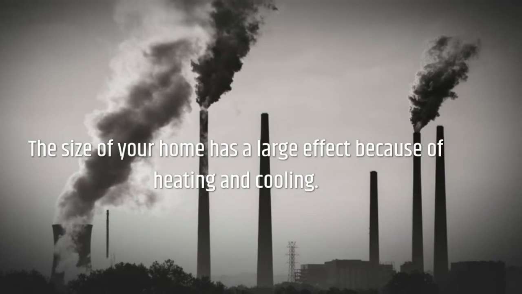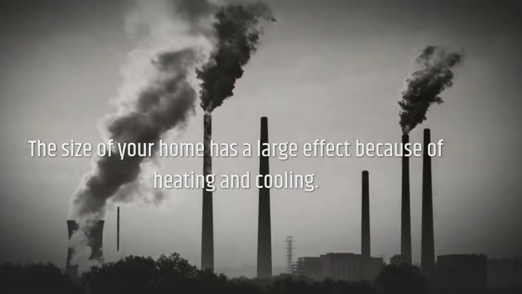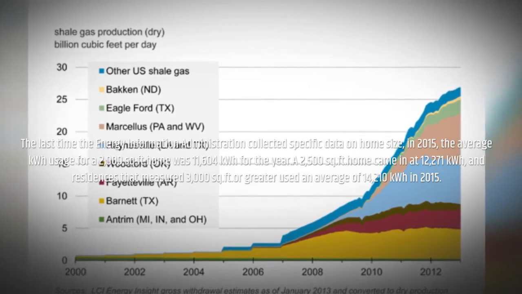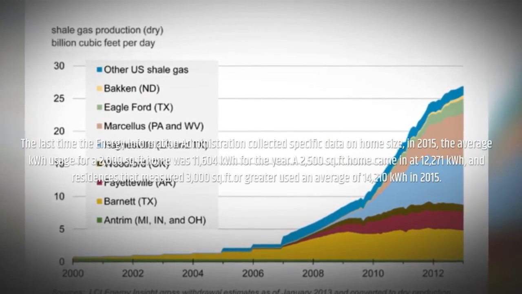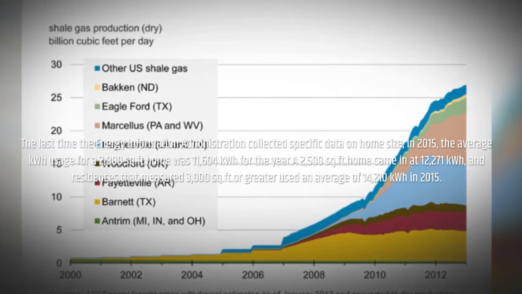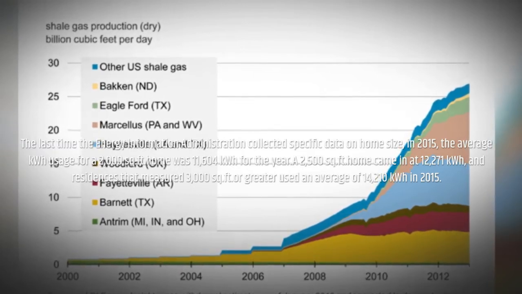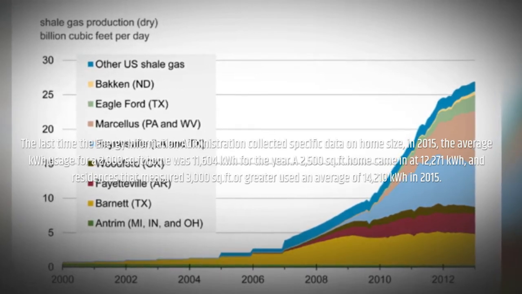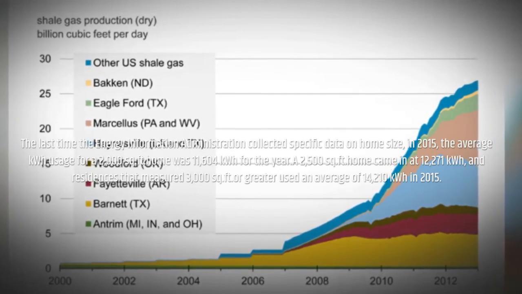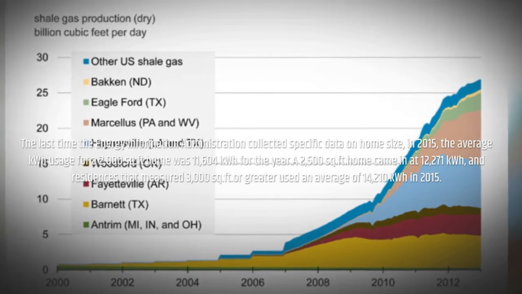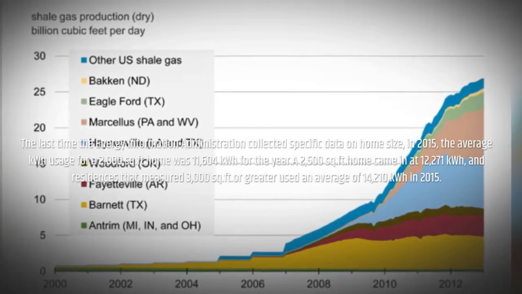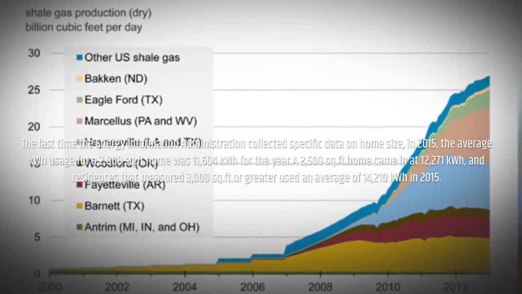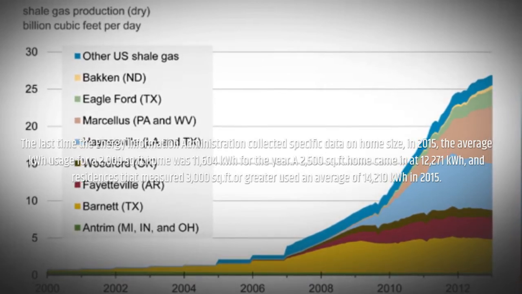The size of your home has a large effect because of heating and cooling. The last time the Energy Information Administration collected specific data on home size, in 2015, the average kWh usage for a 2,000 square foot home was 11,604 kilowatt-hours for the year. A 2,500 square foot home came in at 12,271 kilowatt-hours, and residences that measured 3,000 square foot or greater used an average of 14,210 kilowatt-hours in 2015.